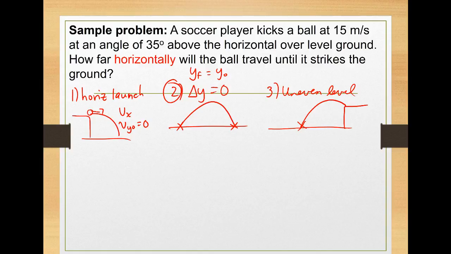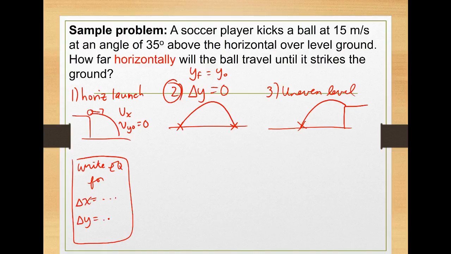And the advice that I give you for all projectile problems is to write the equations for delta x equals and delta y equals. And this is going to take you a long way in solving pretty much all projectile problems. Okay, so let's think about that. We have delta x is equal to vx naught times t. So that's just our distance equation. Remember, there's no acceleration in the x direction.